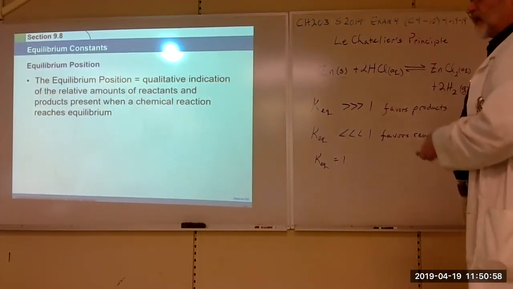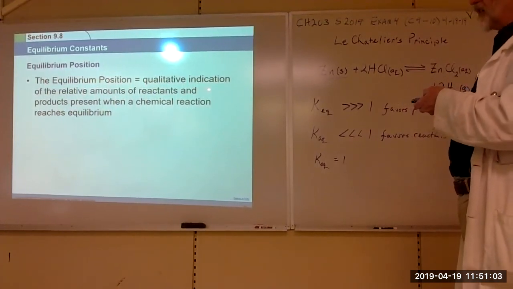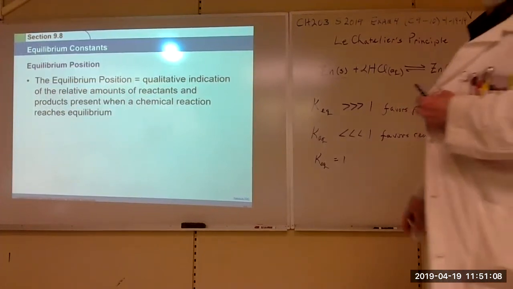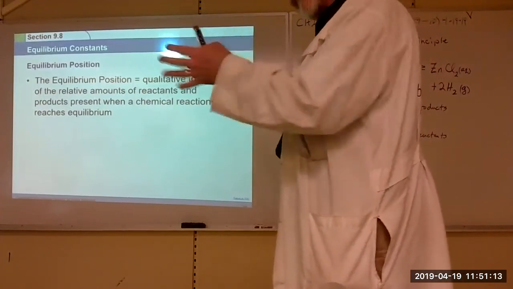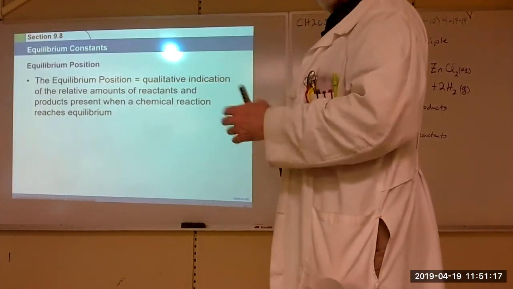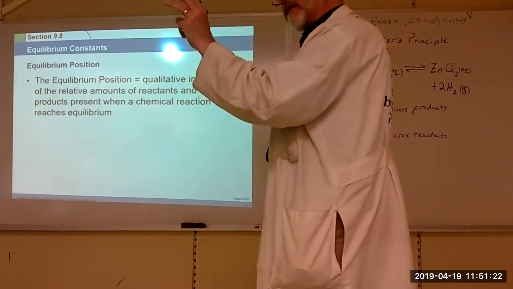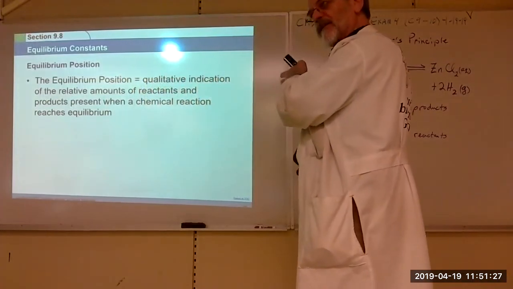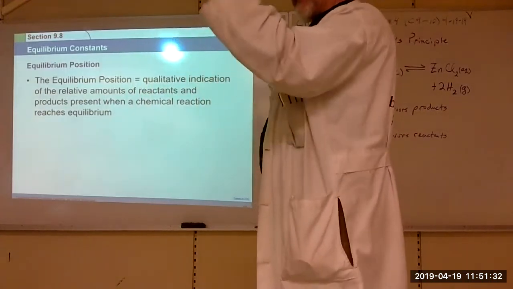Oh, okay. So I do have a slide on it. Equilibrium position. The equilibrium position is the qualitative indication of relative amounts of reactants and products. In the process of disturbing the reaction, you may get more product, and you also would get more reactant. But if you add more reactant, the system is going to consume some of that to drive the position to the right. And you still have more of each.